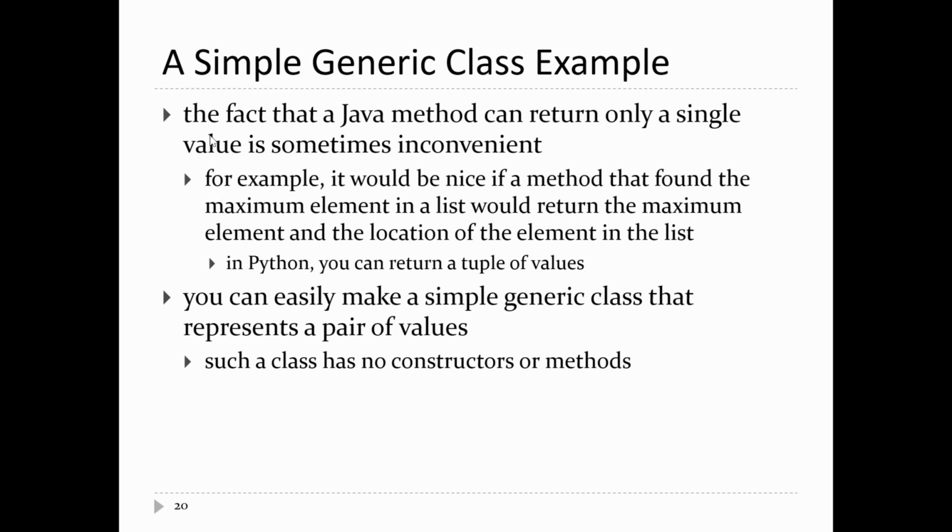The fact that Java can only return a single value is occasionally inconvenient. Again, the fact that Python lets you return a tuple from a function is nice. You can return a whole bunch of information from a Python function. Java lacks that feature. So if you want to return multiple values from a Java method, you have to do something like create a class that does nothing except hold those values. So for example, if you're searching a list or a collection of some kind for the maximum value, it might be nice if you got back the maximum value.